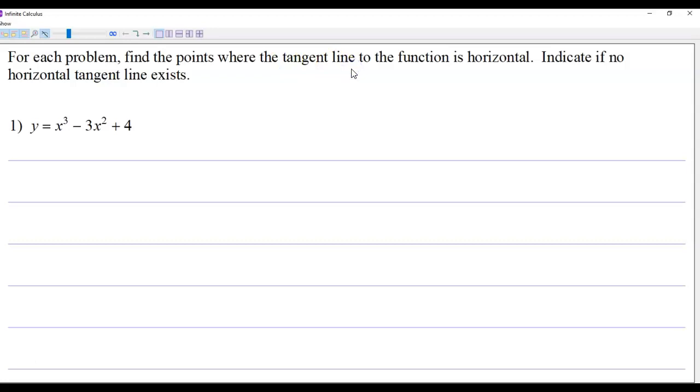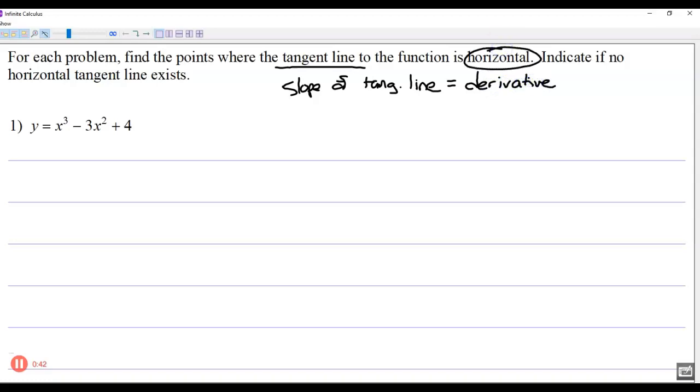So tangent line, if I want to find the tangent line, the slope of the tangent line is the derivative. And if I want that tangent line to be horizontal, then what slope do I want it to equal? 0. Well, it equals 0, right? So the horizontal lines have a slope of 0. So your job is to take the derivative, set it equal to 0.